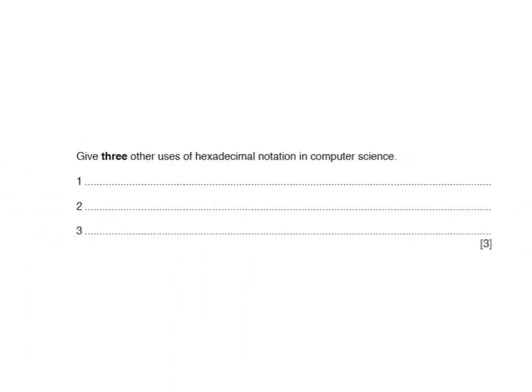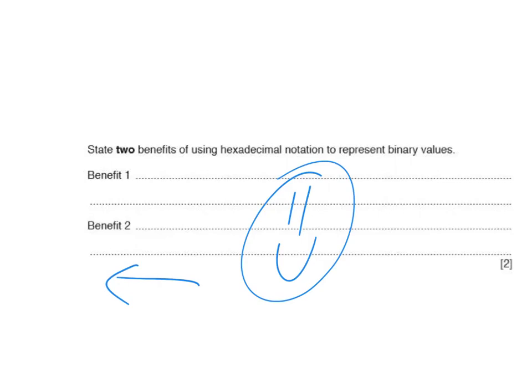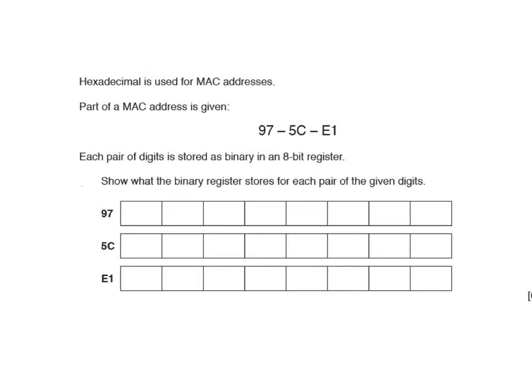3 other uses of hexadecimal in computer science. We already did this one. Have a look back. IP addresses, MAC addresses, error messages, locations in memory, assembly language. State 2 benefits of using them. Again, there we go. You can make less errors, easier to debug, error check, spot errors, easier to read, write, understand. Have a look back for the correct answers.